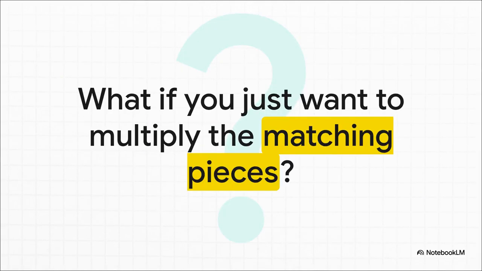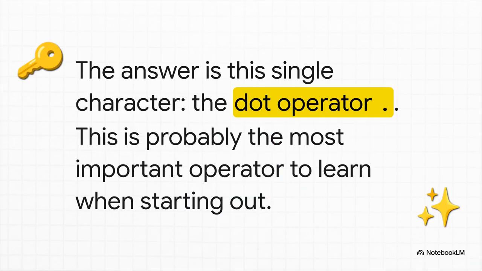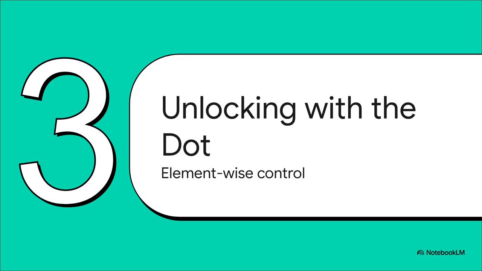And that brings us to the big question, right? What if you did just want to multiply 1 by 5, and 2 by 6, and 3 by 7? The simple way. How do you tell Matlab that's what you want to do? The answer is this one single character, the dot. Seriously, this little guy is probably the most important operator you're going to learn when you're just starting out. This tiny dot is your key. It unlocks what we call element-wise operations. It basically gives you precise, piece-by-piece control over every single calculation you do.